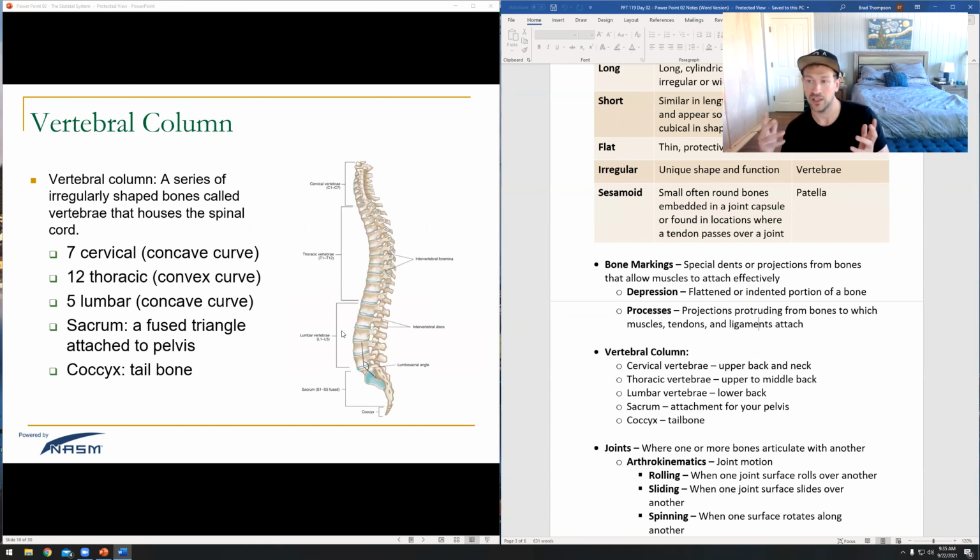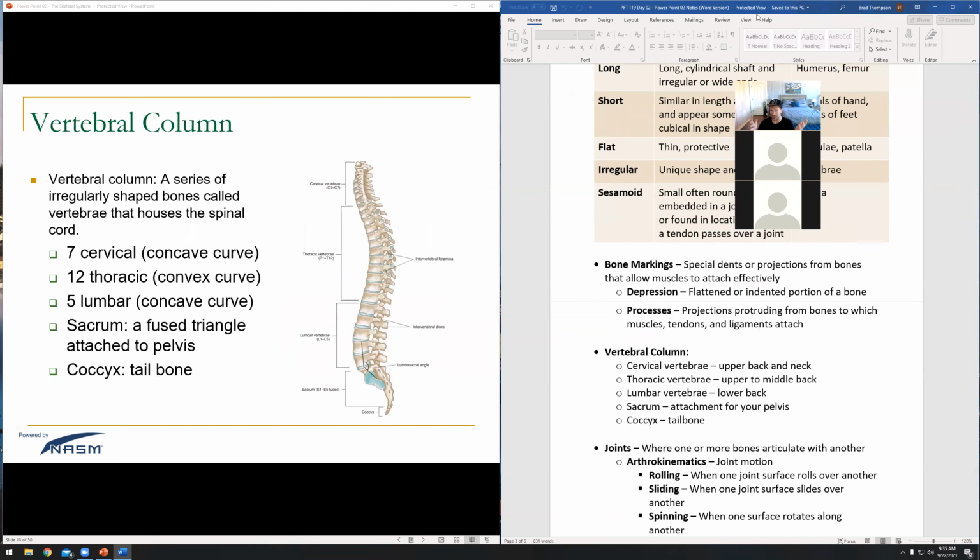A lot of different little projections, but we're not going to make you memorize all those. In a very advanced kinesiology course, you'll sometimes have to memorize all these tubercles and processes and trochanters and so on. We're not going to make you do that in our course, and NASM doesn't care if you get really deep into that stuff. Really, we just want you to understand the general idea that we've got these bone markings here.